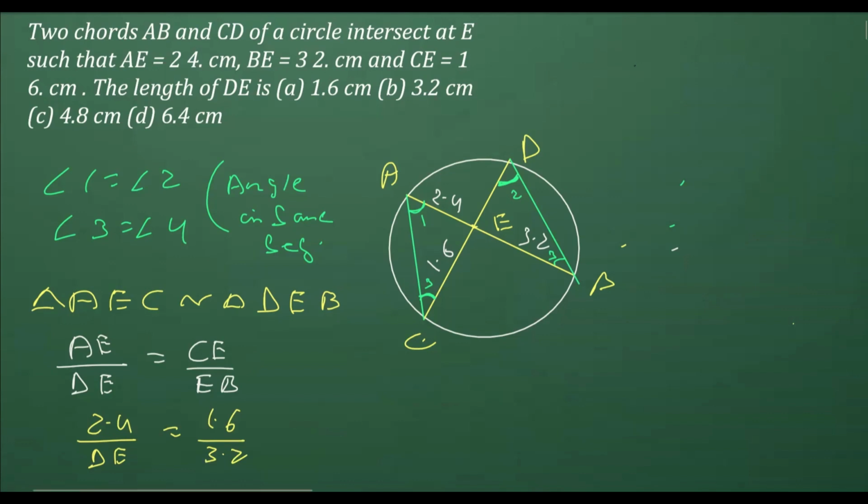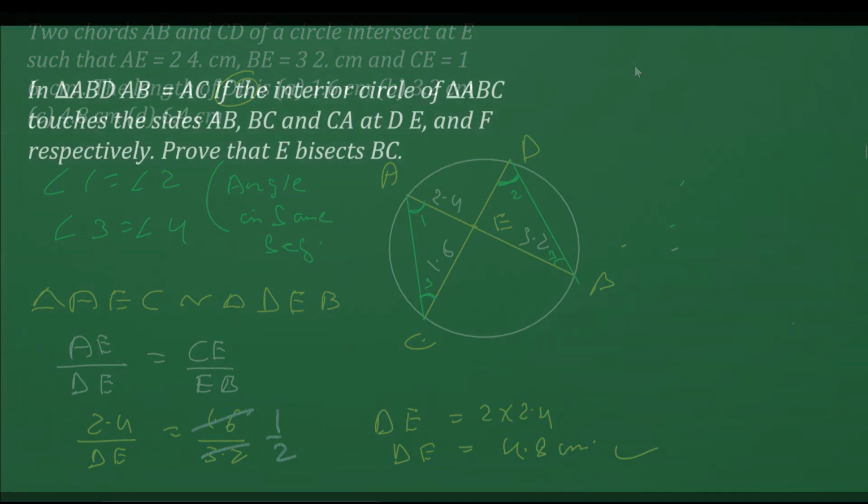Yeah. So now before doing cross multiplication, I can see this is reduced by 2 times, right? This is 3.2, 1.6, 2 times. So now by cross multiplication, we get DE as how much? 2 multiplied by 2.4. That gives you DE as 4.8 centimeters. Right. So this is the length we had to determine, that is DE, and we got DE as 4.8.